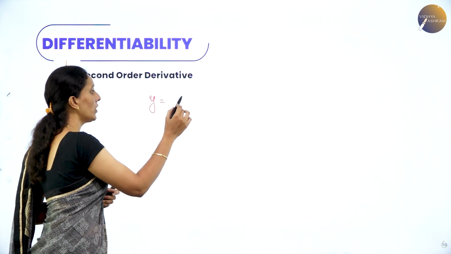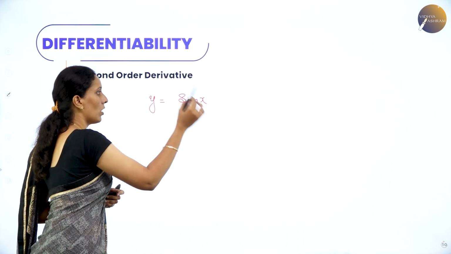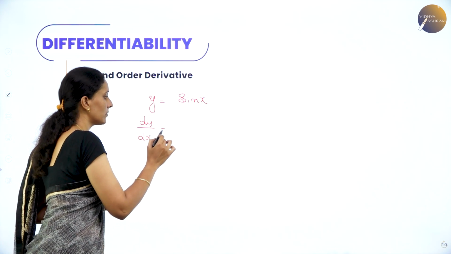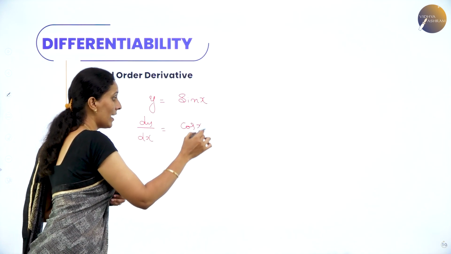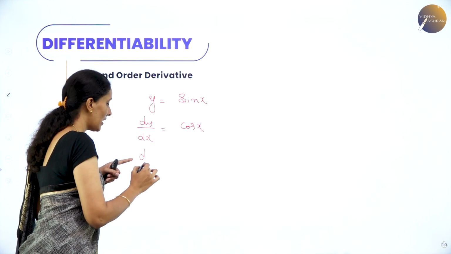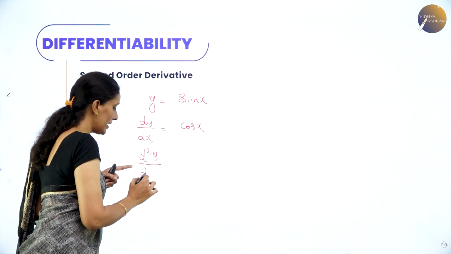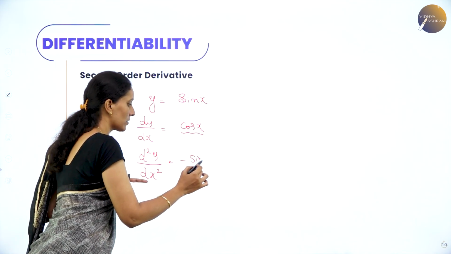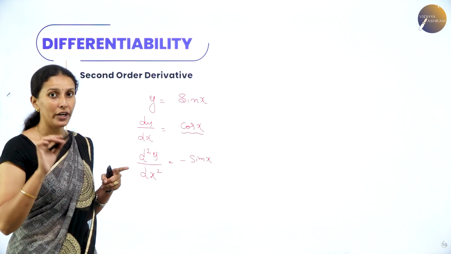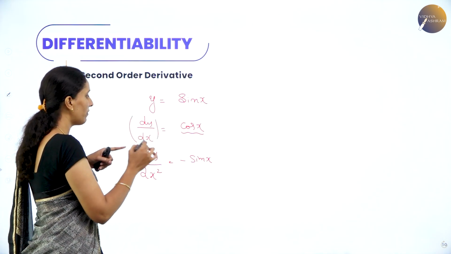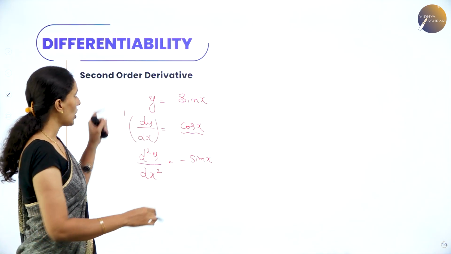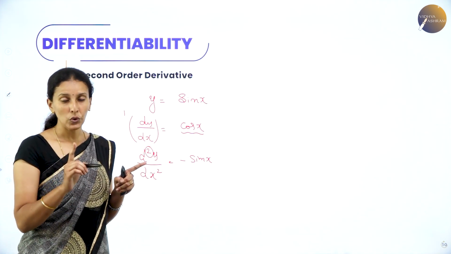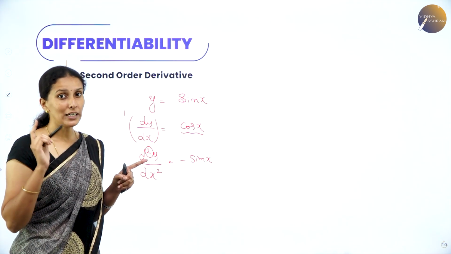y is equal to sin x. We write dy by dx, which is cos x. Again derive this. That is written in the form of d square y by dx square. What is the derivative of cos x? It is minus sin x. So this is nothing but the second order derivative. So here the order of the function is 1, therefore we call it a first order derivative, and here the order of this function is 2, therefore we call it a second order derivative.